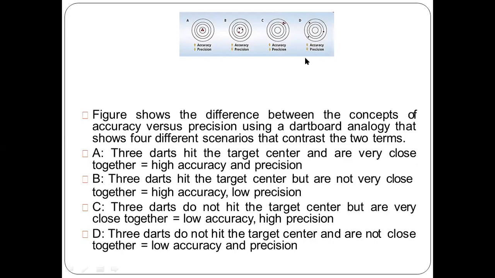And in case D, the three darts do not hit the target center, and they are not close together. Meaning they are not hitting the center, so they are not accurate, and they are also not precise because the gap between them is too far. So this is not accurate as well as not precise. So these are the four conditions: high accuracy with high precision, high accuracy with low precision, high precision with low accuracy, and low precision with low accuracy.